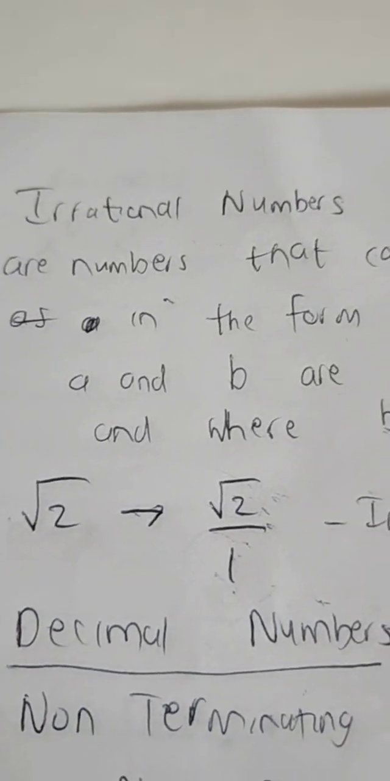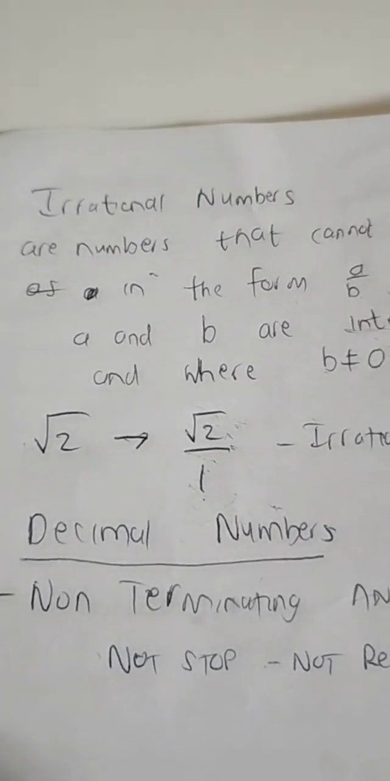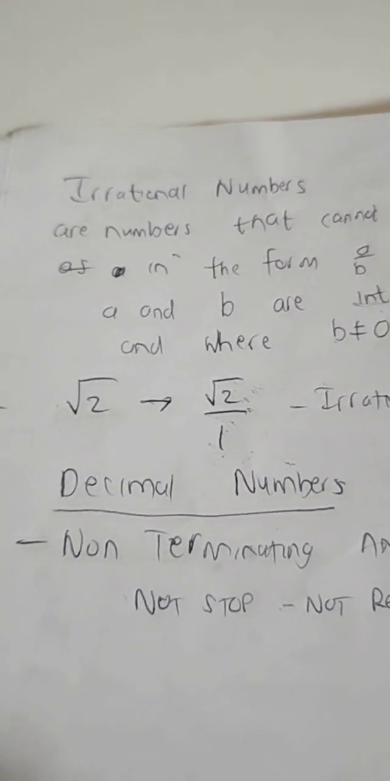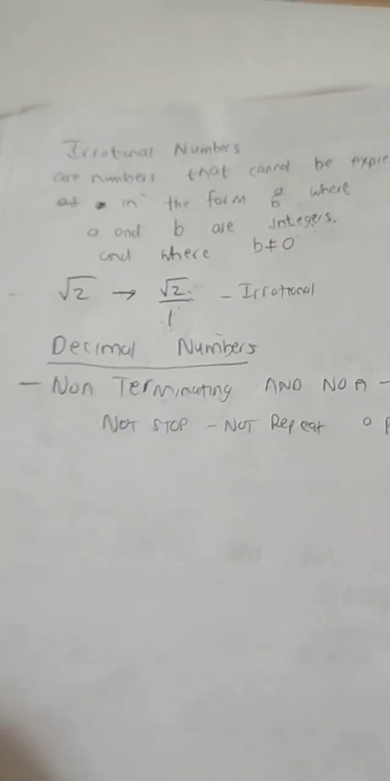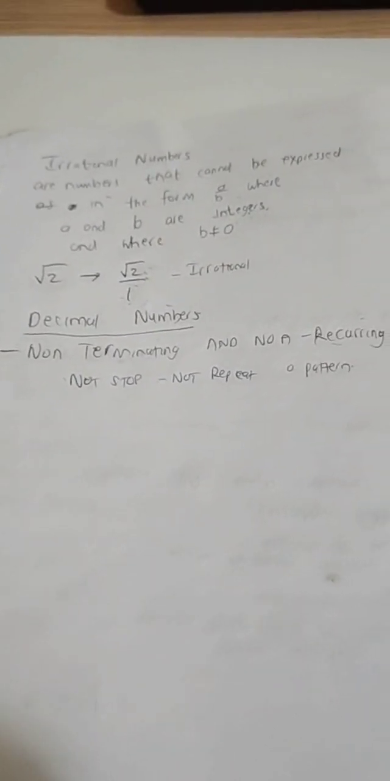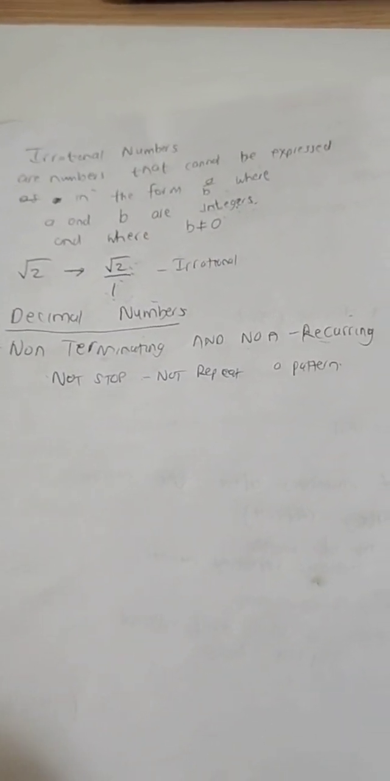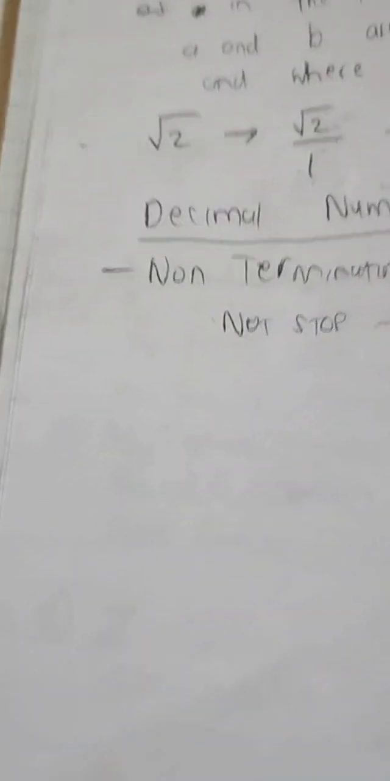Okay, so we say that it is irrational. We say it's what? Irrational. Okay. Hey, I hope we are together here, guys. Decimal numbers, non-terminating and non-recurring, not stopping, not repeating. So square root of 2 is an irrational number.